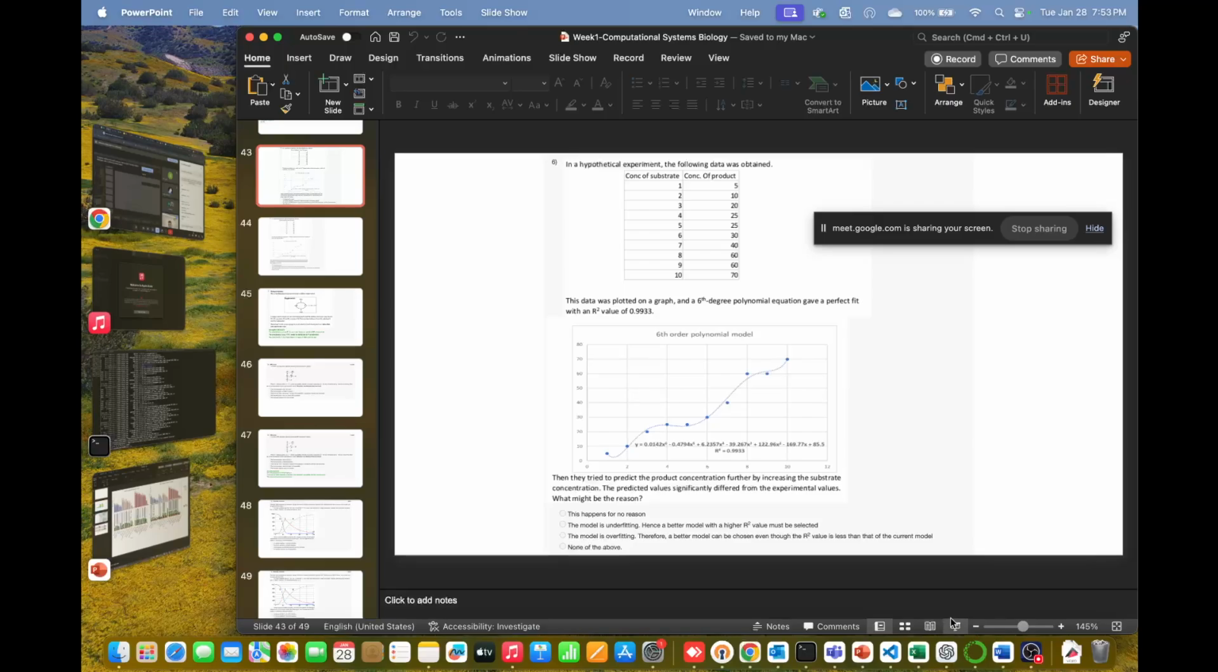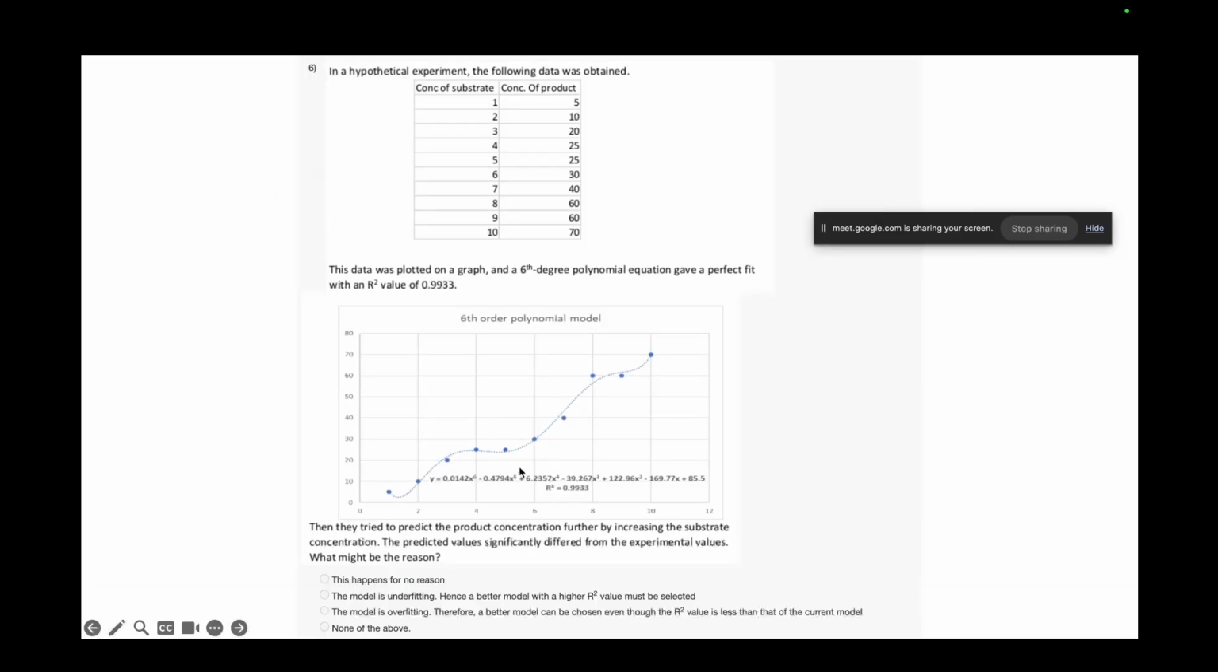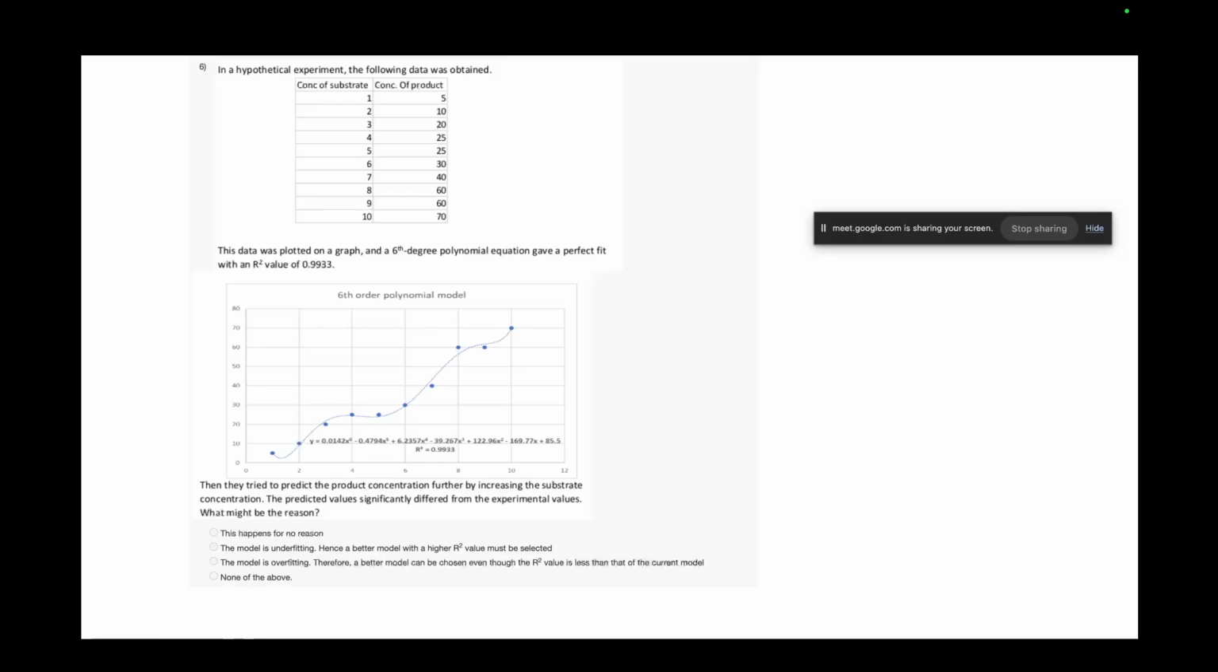Yeah, it's actually overfitting. If you see, it's going through each and every data point. It actually should be around a straight line. It's not a sixth order polynomial model. It shouldn't be like that. So the model is definitely overfitting. I have forgotten to put the answer here, but the model is overfitting, and therefore we can choose a better model even if the R square value is a little low.